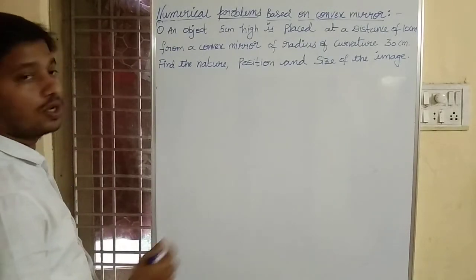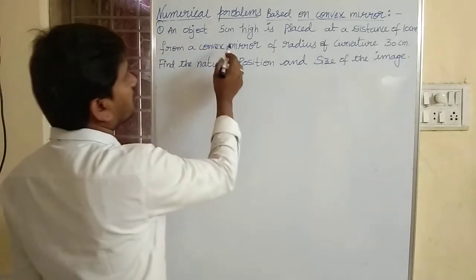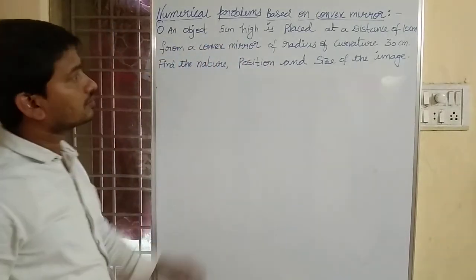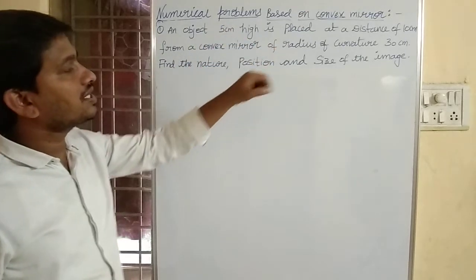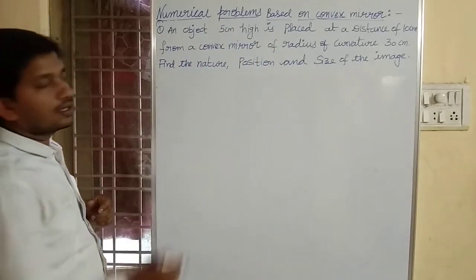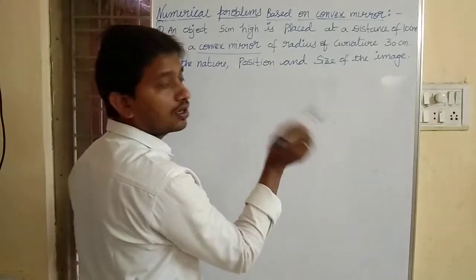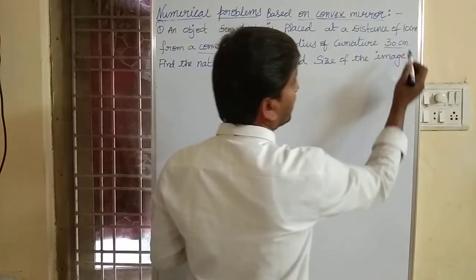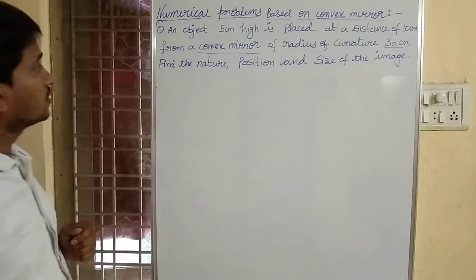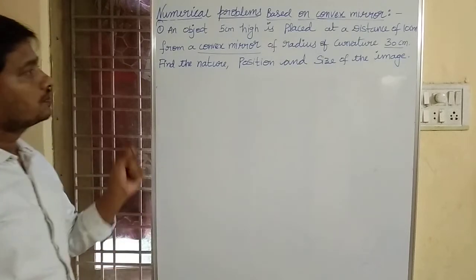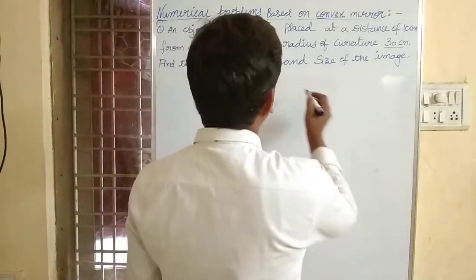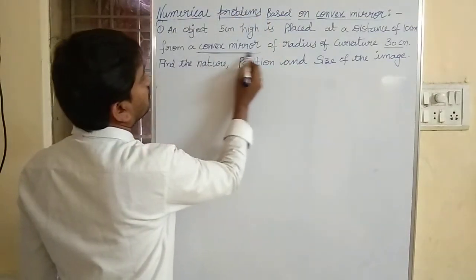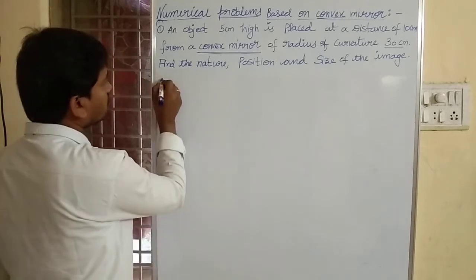So, shall we go now? Yes. An object 5 centimeter high is placed at a distance of 10 centimeter from a convex mirror of radius of curvature 30 centimeter. Find the nature, position and size of the image. Which mirror? Convex mirror.